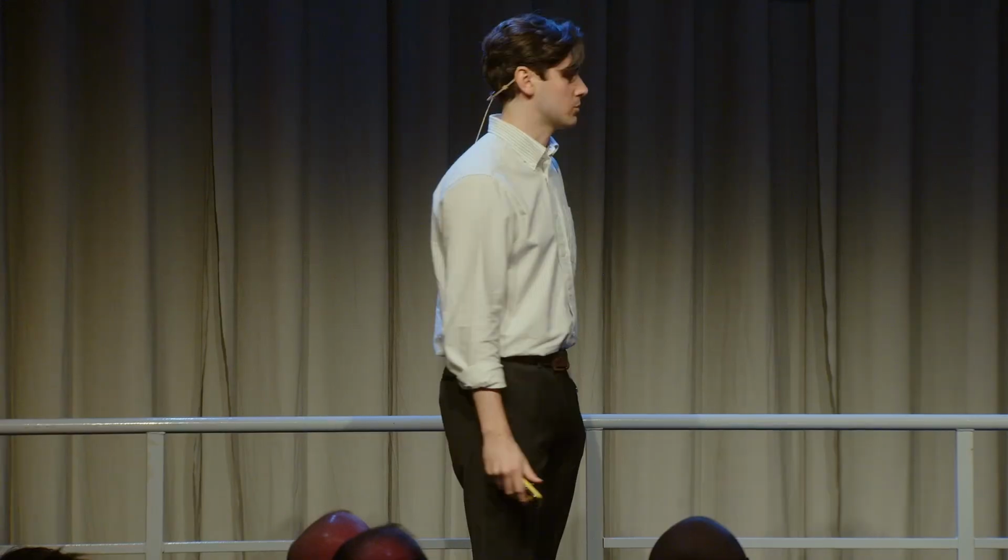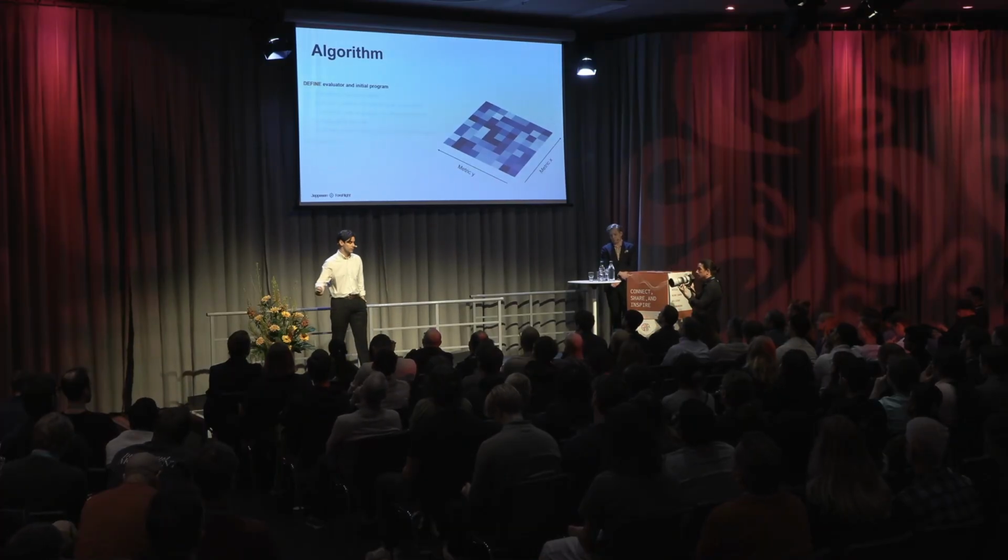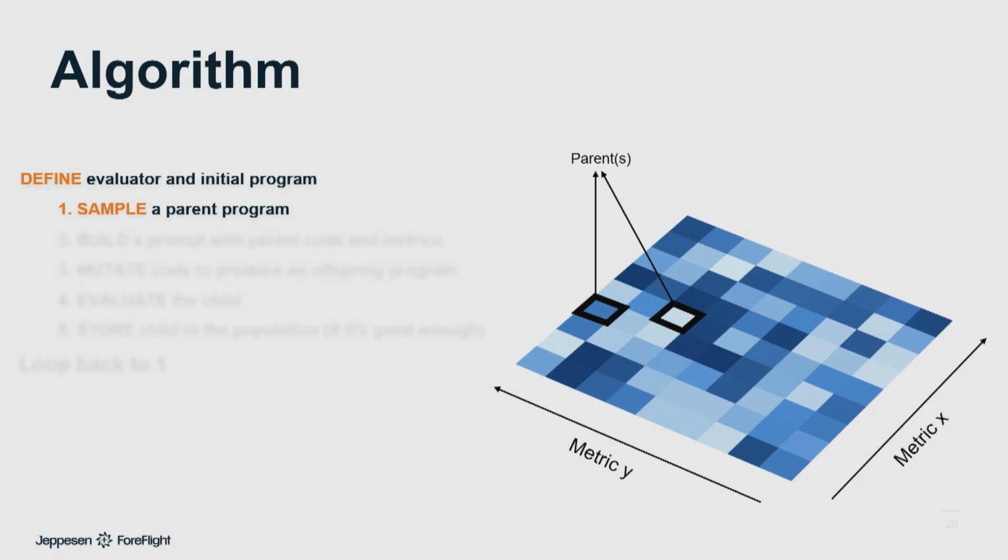So high level, this is what it looks like. We start with defining our initial program that we want to evolve. We define a way to evaluate it and metrics. We sample a parent program from our population grid. And we use their code, we use their metrics, and we can also include things like inspirational programs from previously when evolving.